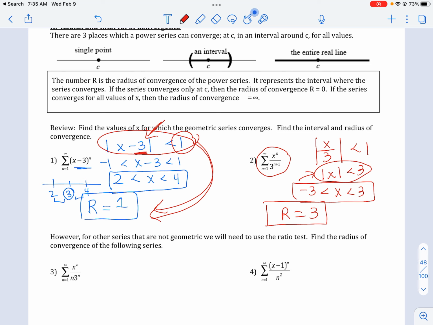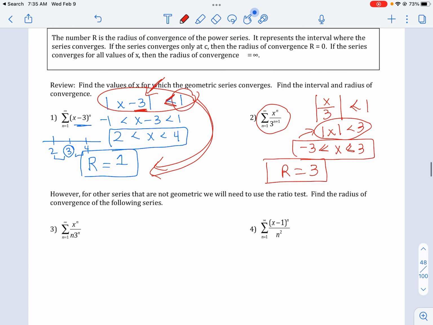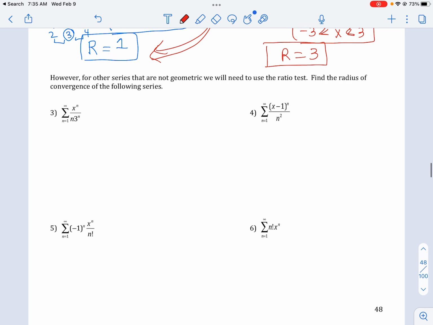Now, one thing to note about a geometric series: it only converges when the absolute value of r is less than 1, so your inequality should never have an equal sign, right? When it's equal to 1, it will diverge. Okay, now what if the series is not a geometric series? Then we have to do something else.